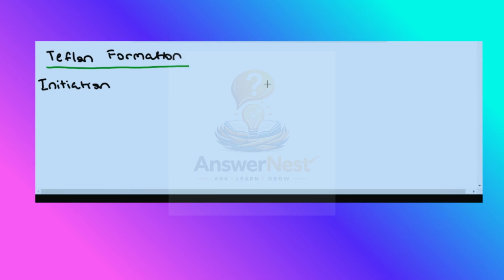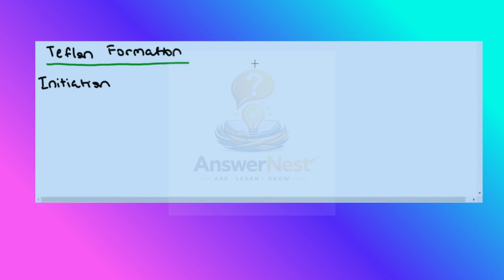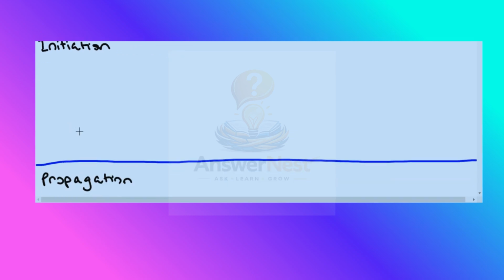Hey guys, so in this question, we're asked to describe the mechanism of Teflon formation, which goes through a radical addition polymerization reaction. So there are three steps in that kind of reaction. We have initiation, propagation, and termination. So starting off with initiation, the first thing that happens is we have a radical.